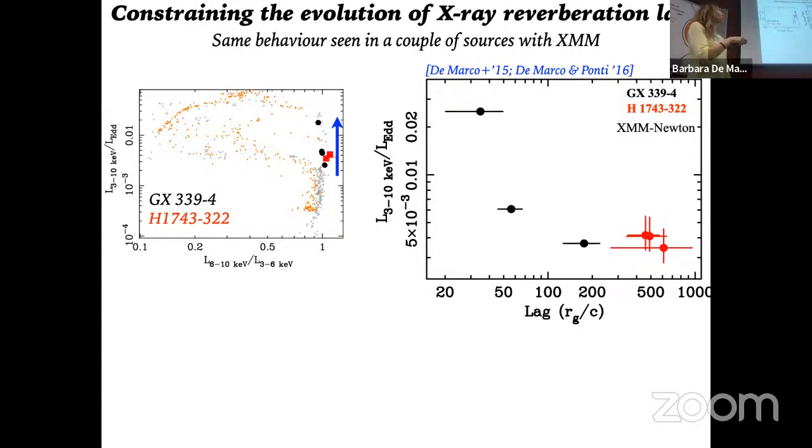Comparing it to GX 39-4, it agreed with this trend, but the measurements were all taken at the same phase of the hard state, so similar luminosity. So there is no scaling that could be observed within this source. So basically, this sort of confirms the scenario, but is not enough.